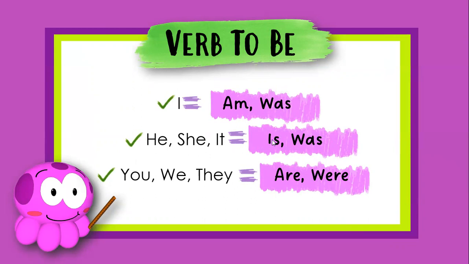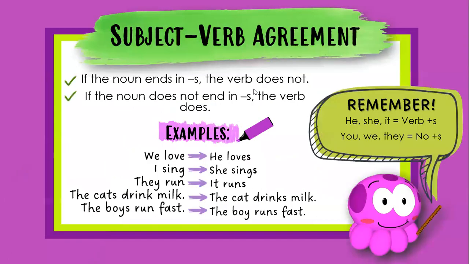Was is past tense, is present. You, we, they are, that's present tense. You, we, they were, that is past tense. Okay, so that is one of the most common verbs you are going to be using. So it's easy to remember.